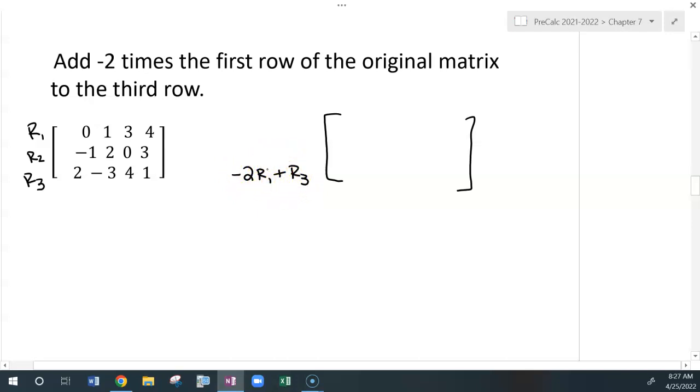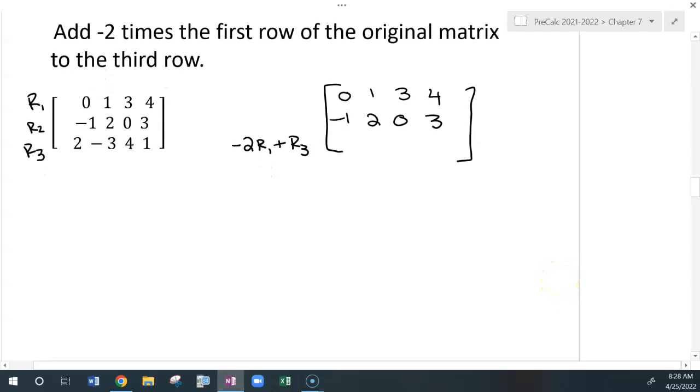Row 1, no change, so I'm just going to copy it over, 0, 1, 3, 4. Row 2, no change, copy it over, -1, 2, 0, 3. Now row 3, I'm going to do -2 times row 1 plus row 3. So I'm just going to write my work over here. I find it much easier to actually write down what I'm doing. So -2 times row 1, that's going to be 0, -2, -6, -8.